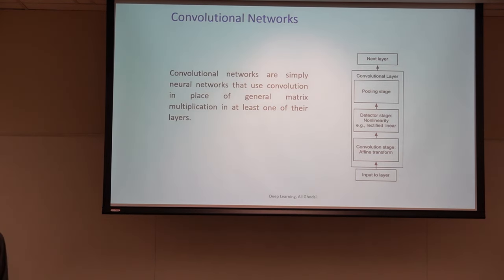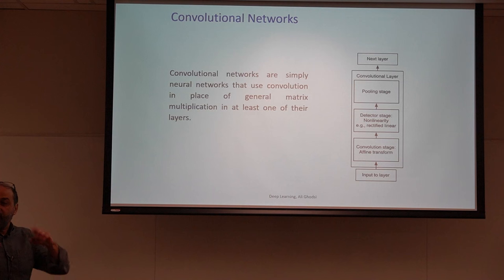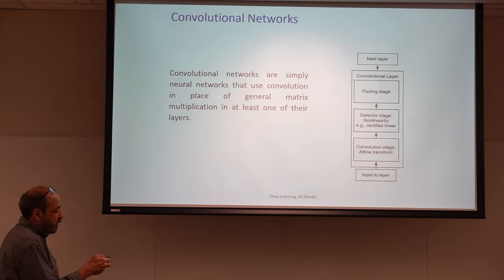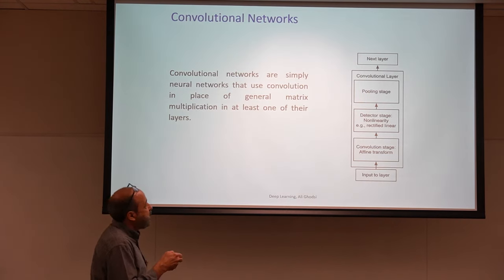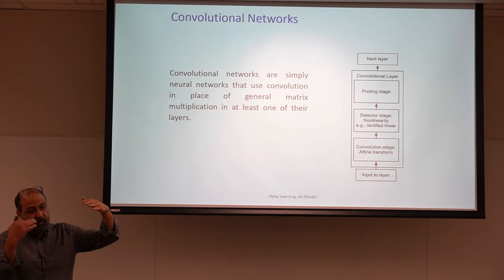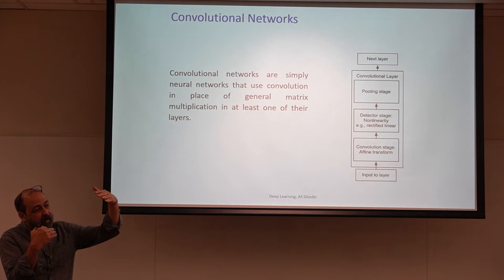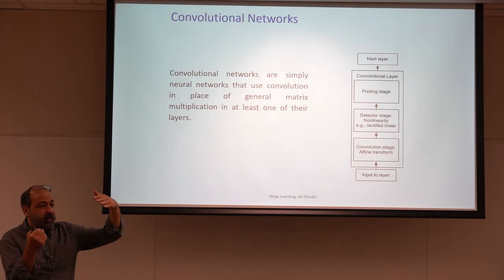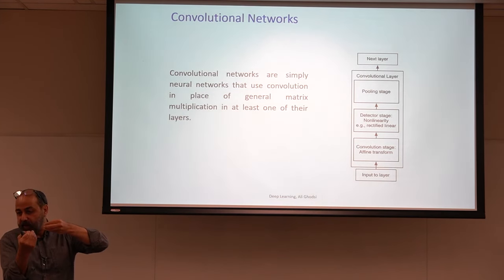What's the difference between convolutional neural network and feed-forward neural network that we have seen before? A convolutional neural network is a network which at least has one convolutional layer. And a convolutional layer has three stages: convolutional stage, detector stage, and pooling stage. So in feed-forward neural network, we have matrix multiplication between one layer and the other layer. And after matrix multiplication, we apply activation function, which is basically some sort of nonlinearity, right?